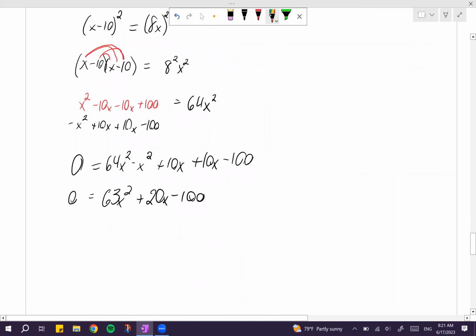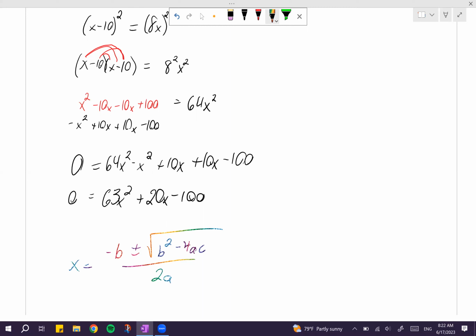Recall, I'm going to do it in glitter so that we can see what the quadratic formula is. The quadratic formula is x equals negative b plus or minus the square root of b squared minus 4ac over 2a. All right. Now plugging this in, this first term is my a, this 20 is my b, and this negative 100 is my c.